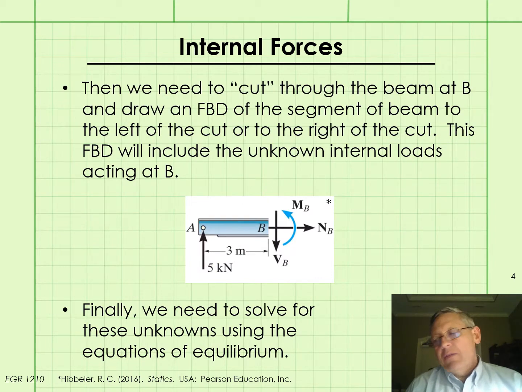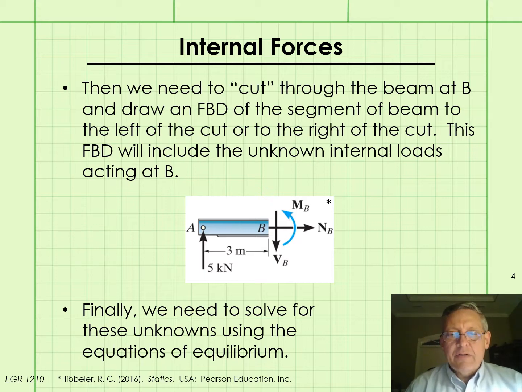After calculating these support reactions, we are going to cut through the beam at point B and draw a free body diagram of the segment of the beam to the left of the cut or to the right of the cut. Now notice that this is very similar to what we did when we used the method of sections in simple truss analysis. So we're working with the left side of the cut here.